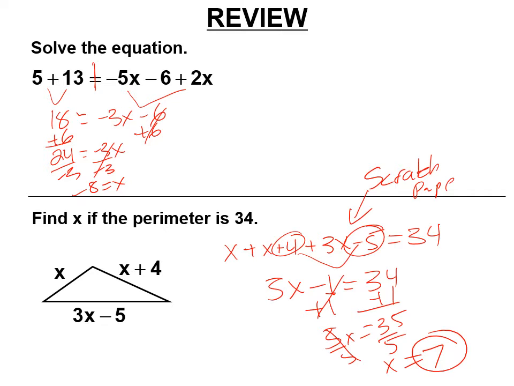All right? But what that means is that's 7, that side's 11, and that side's 3 times 7 minus 5. 21 minus 5 is 16. Right? And you could check your work by making sure that those numbers add up to 34: 7, 11, and 16, and they do.